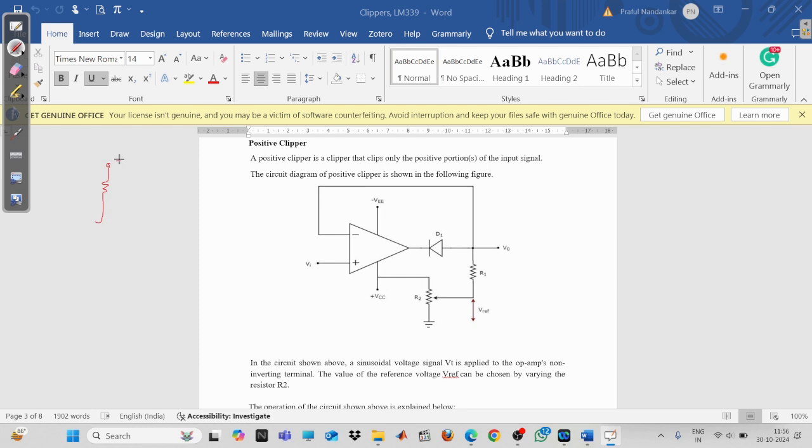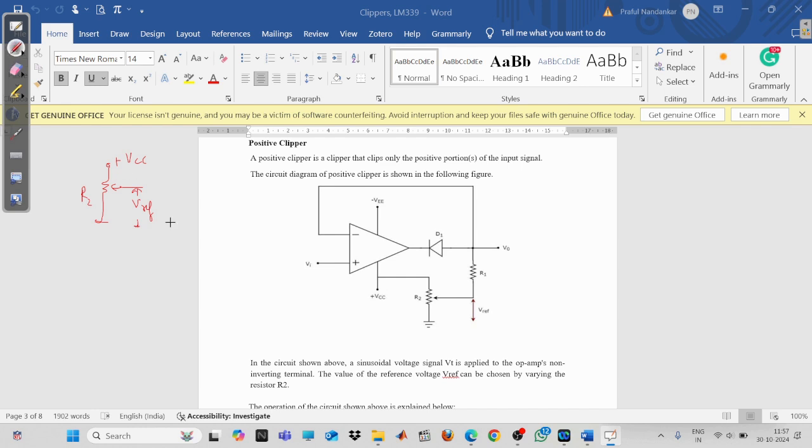This one is the VCC, that is plus VCC, and there is a tapping. This one is R2. So we have taken some portion of the supply voltage. As you can see, VCC is a fixed voltage, so this V reference is also a fixed voltage. This voltage will be smaller as compared to the VCC. Now coming to the clipper side, you can see that this V reference, which we have taken from the VCC, is coming to the input side.